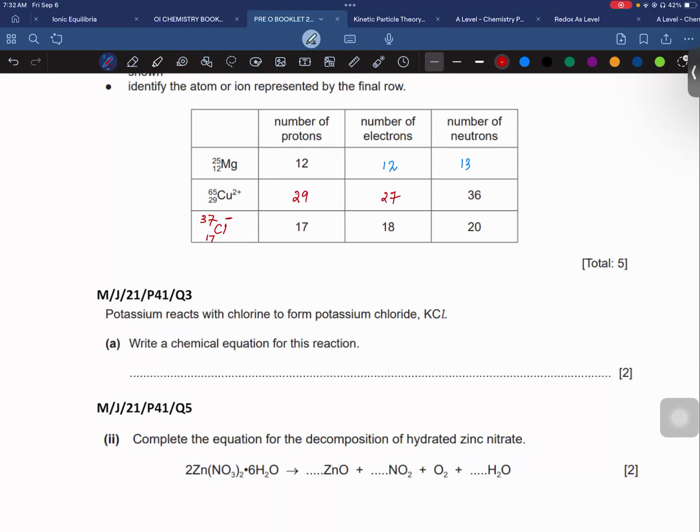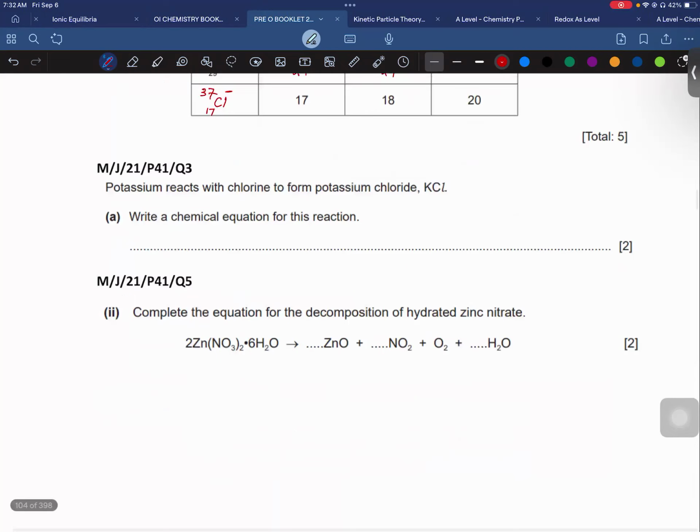Sorry, something fell. Okay. Good. All right. So write a chemical equation.